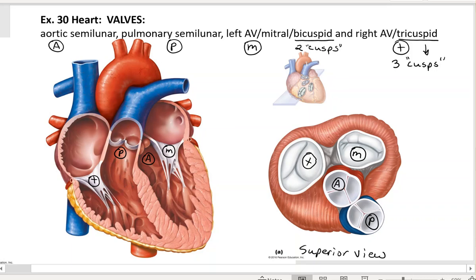Then we have our 2 AV valves. So our left AV valve is also named mitral valve, also named bicuspid valve. And I say it has 2 cusps, and by that I mean 2 little flaps. And so the one on the left has 2 flaps, and it only takes 2 lines to draw an L. So the left one is the bicuspid, and then the right one has 3 flaps. It takes 1, 2, 3 lines to draw an R. So the tricuspid is on the right.